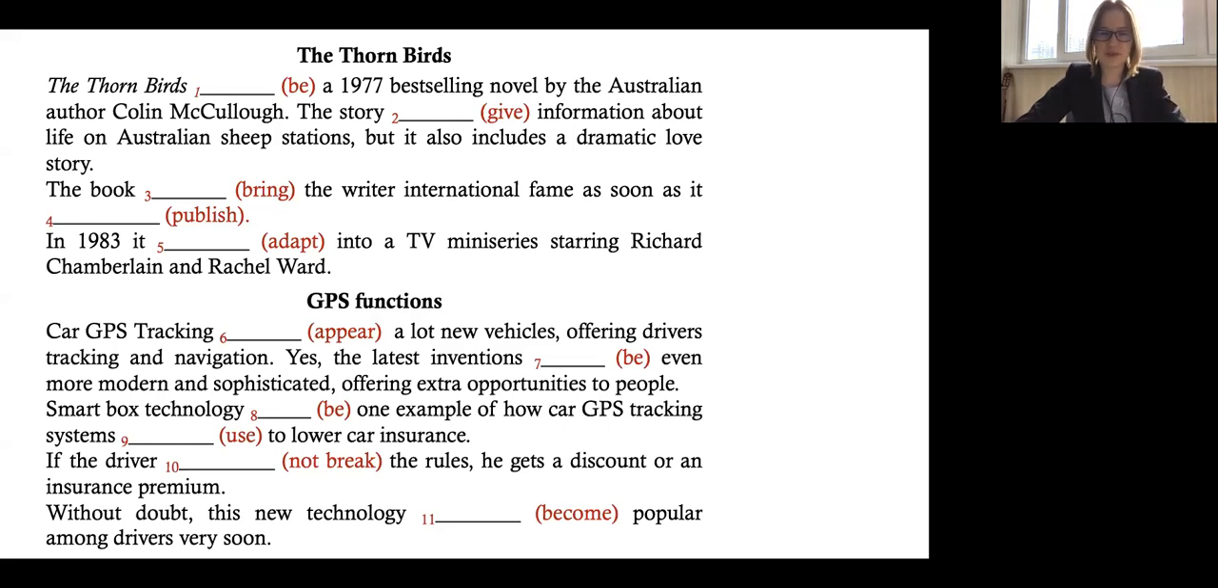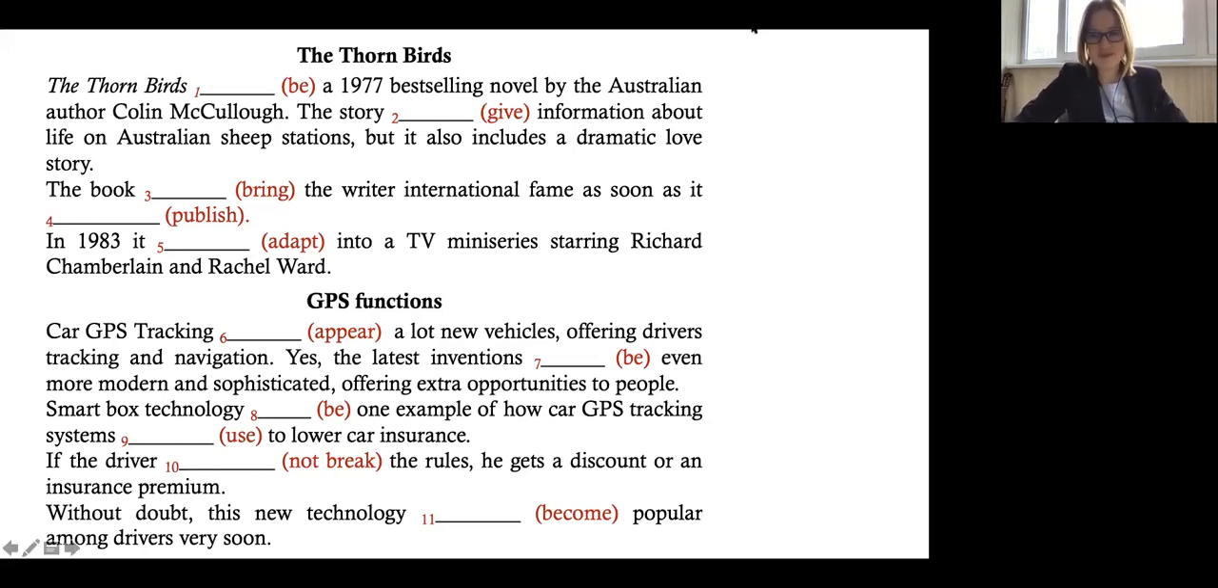We have 4 more examples, 8, 9, 10, and 11. Is, good, Alexandra. Are used, perfect. Well done. Number 10. Doesn't break, okay. Good job. And the last one, the keyword, will become.